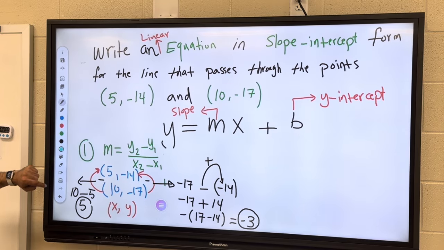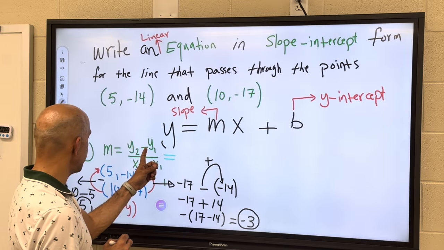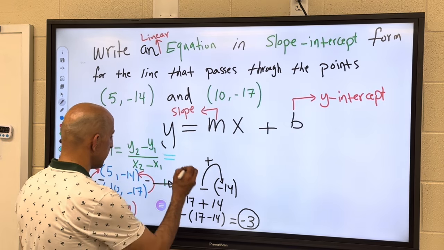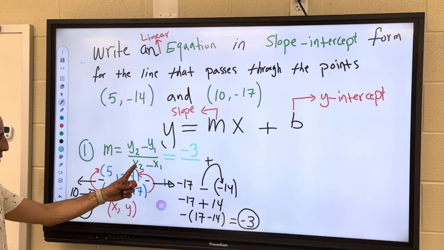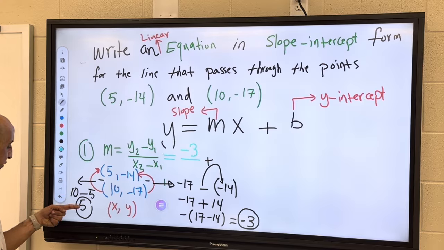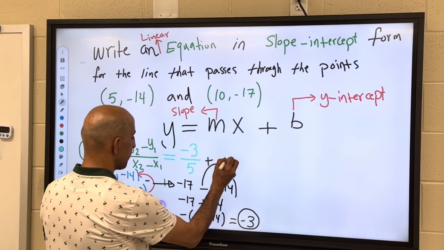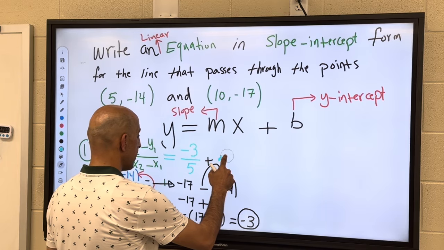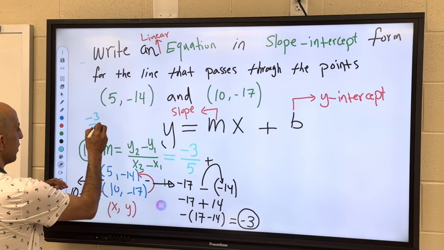Now we go back to the formula. Writing y2 minus y1, we can say y2 minus y1 is equal to negative 3. So we substitute negative 3 over x2 minus x1, which is 10 minus 5, equal to 5. So the answer will be negative 3 over 5. So we found, in this case, the slope. Remember the number, which is negative 3 over 5.